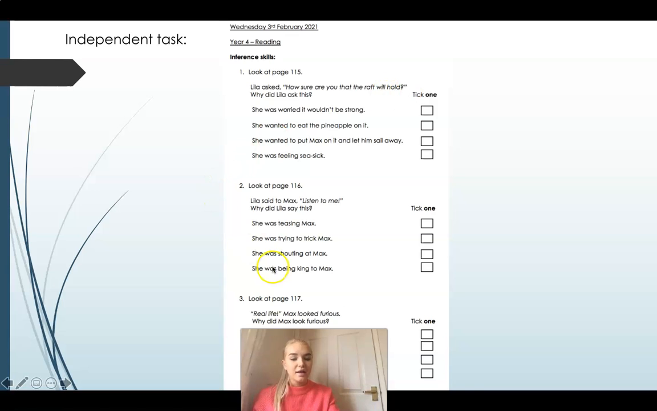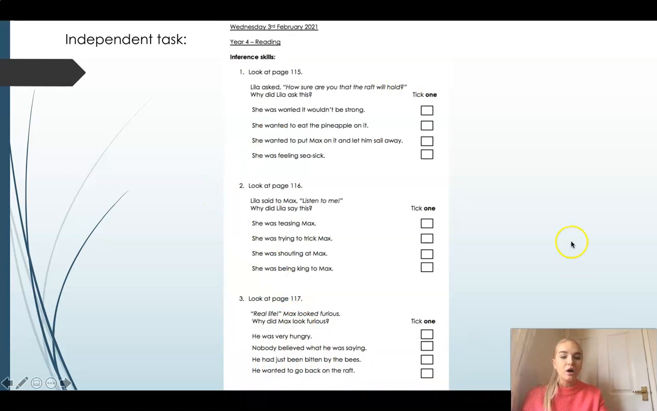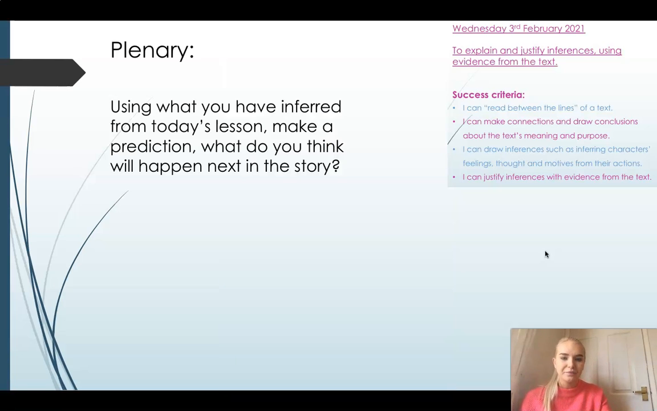Okay, so here is your task for today. You have got some questions today, and it asks you to look for a page. It gives you a quote to find in the book and then asks you a question in it. So you need to think about the most suitable answer.